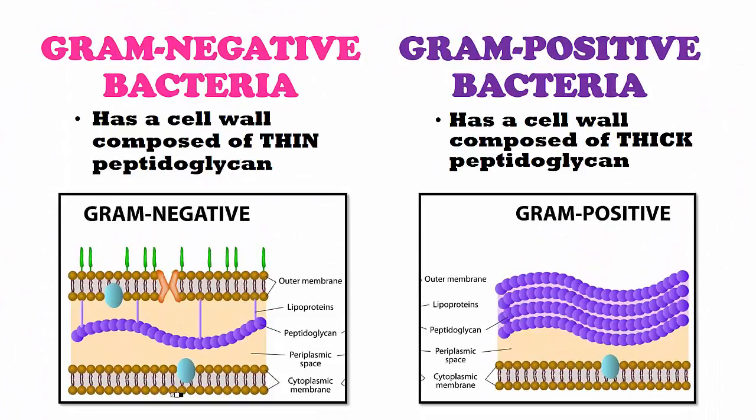Here is a depiction of a gram-positive bacteria cell wall and a gram-negative bacteria cell wall. Gram-negative bacteria will have a thin layer of peptidoglycan. In contrast, the gram-positive bacteria will have a much thicker peptidoglycan layer within their cell walls.